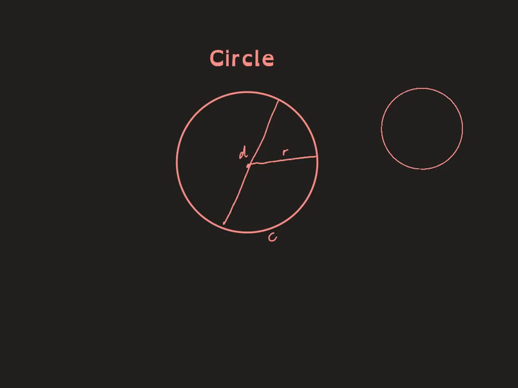The circle has very specific terms for its various measurements. Every circle has a center, and the line from the center to the circle is called the radius, which is represented with an r. A line that cuts the circle in half, so it goes from one edge through the center to the other, cutting the circle exactly in half, is called a diameter.